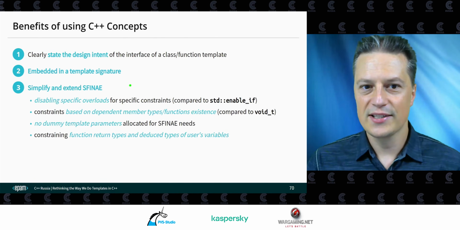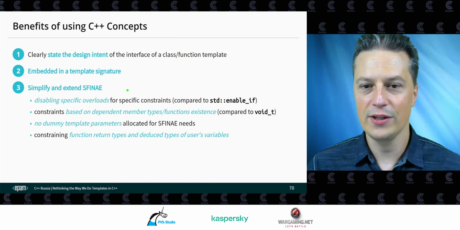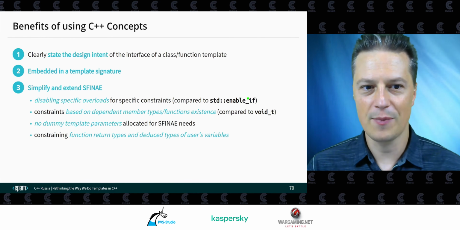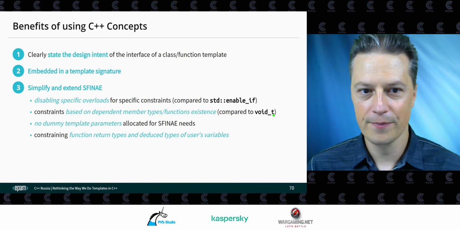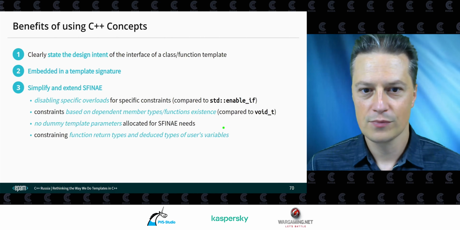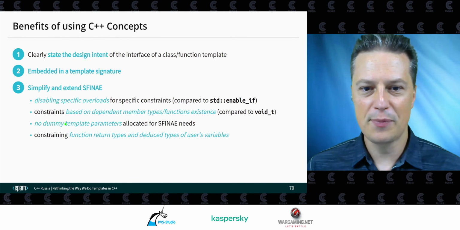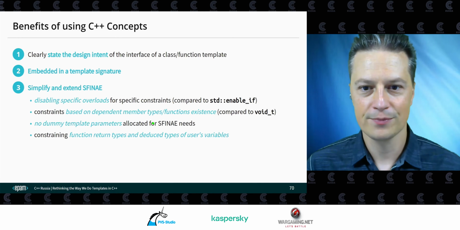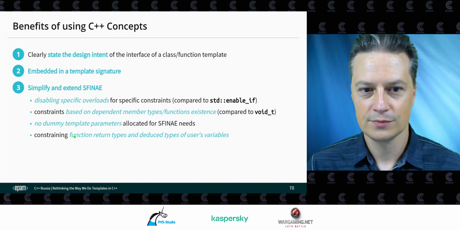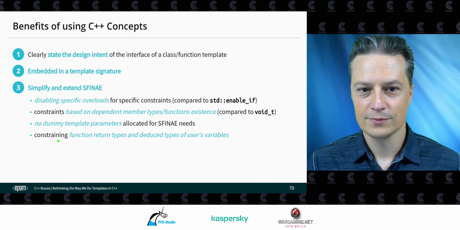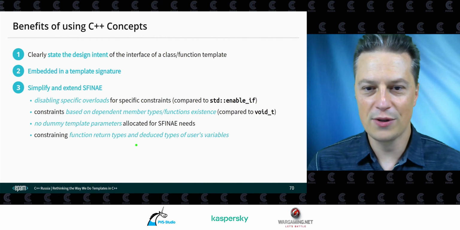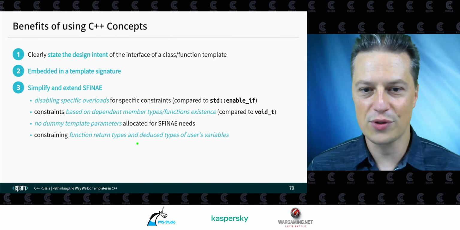They simplify and extend SFINAE, right? They are much easier than working with enable_if. They are much easier than working with void_t. You don't have to provide dummy template parameters to provide SFINAE for things like class templates or function templates. And you can easily constrain function return types or arguments from variables in the user's code.